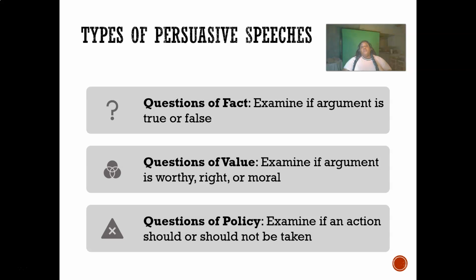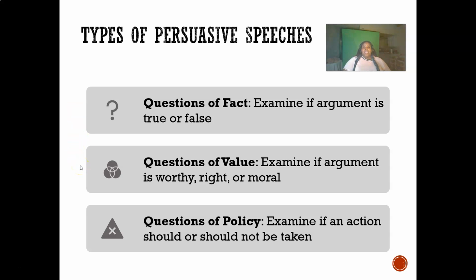So when figuring out what types of speeches you want to do, or the topic of your speeches, you can also begin with the different types of persuasive speeches. For example, there are questions of fact. So you're talking about if the topic is true or false. For example, does global warming or climate change exist or not? Does Bigfoot exist or not? Do aliens exist or not? Those are questions of fact.